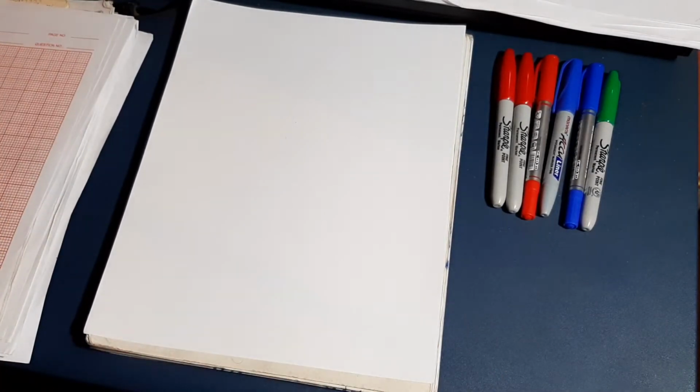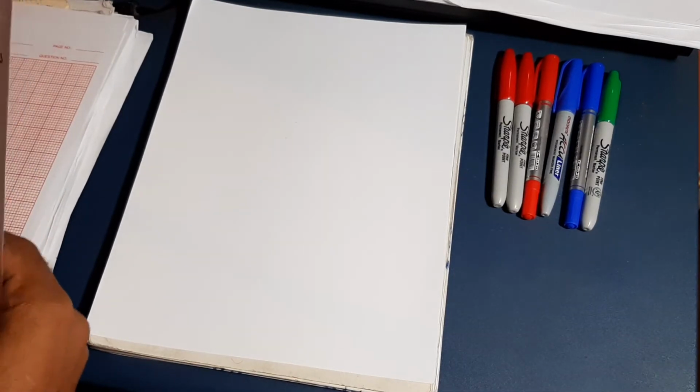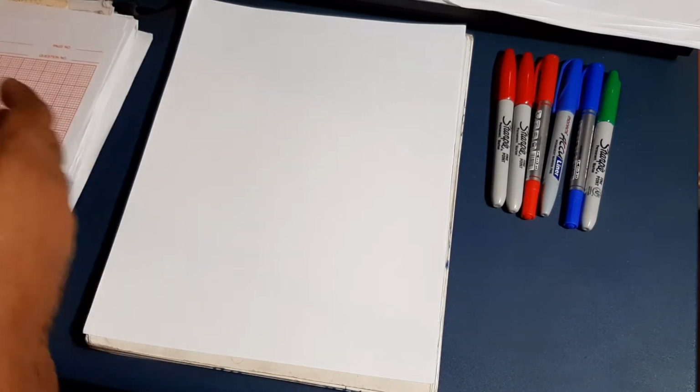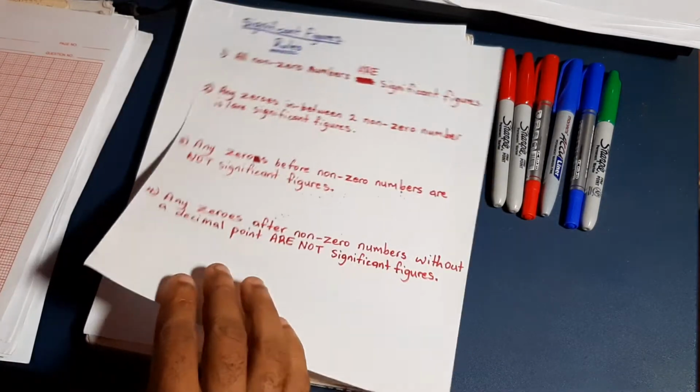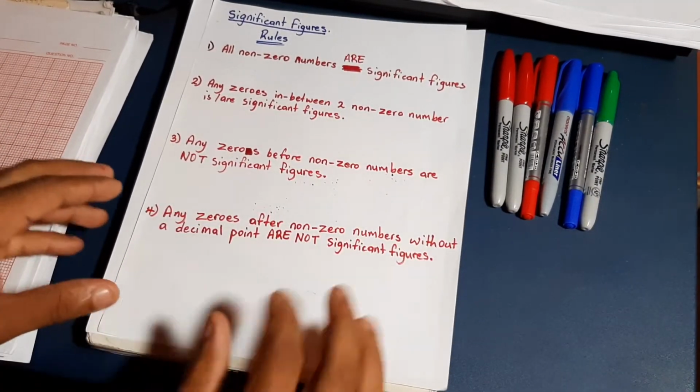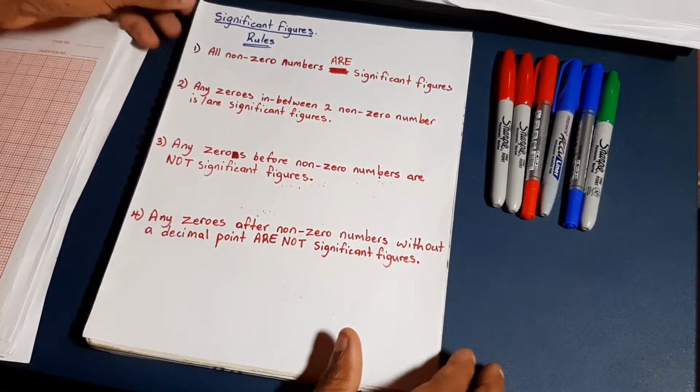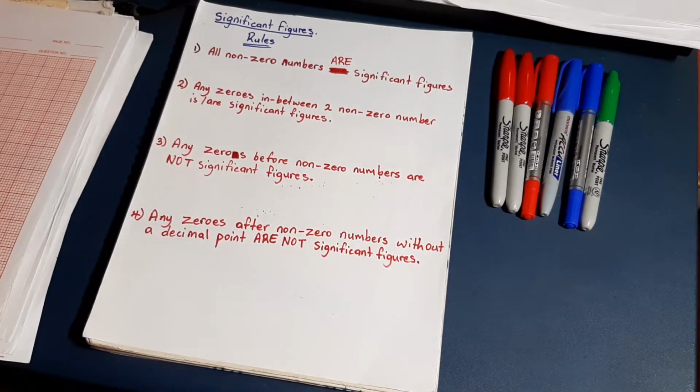Alright, so in this video we'll be looking at significant figures. So what I have here is the significant figure rules. What I'm going to do is go through each rule and write down some examples for each of the rules.